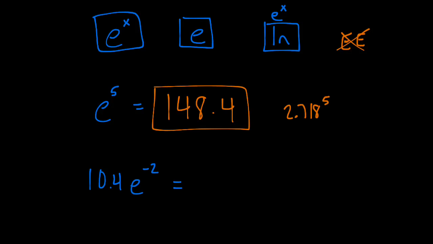The next example, just a little bit more to plug in. But you should be able to just plug that in all the way across if you've got one of the scientific calculators that lets you do that. So 10.4 times e to the negative second comes out to 1.407. Pretty simple.